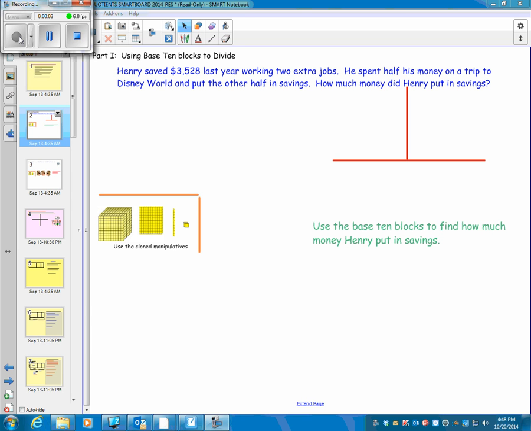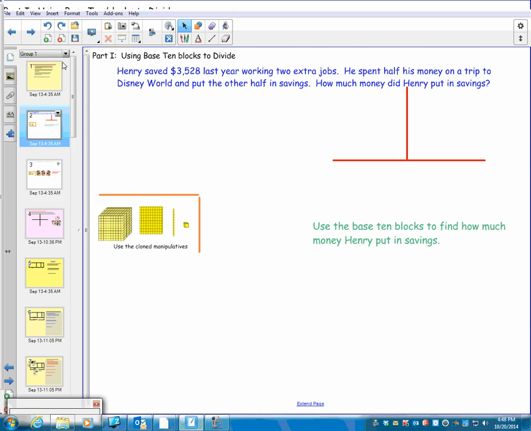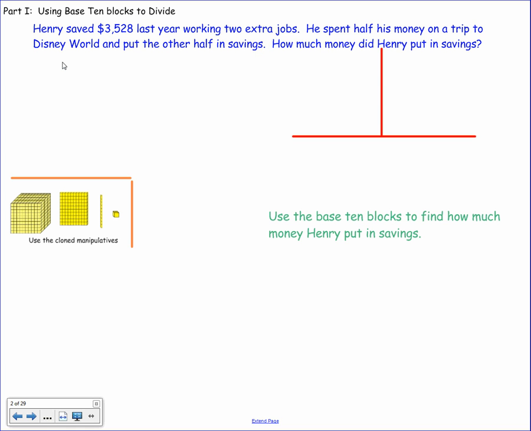Okay, this is a video to explain how we do partial quotients. Okay, so we start by reading the question.